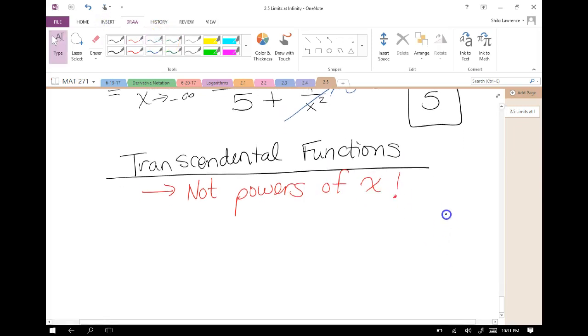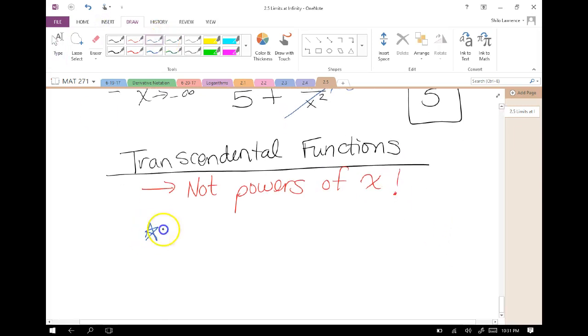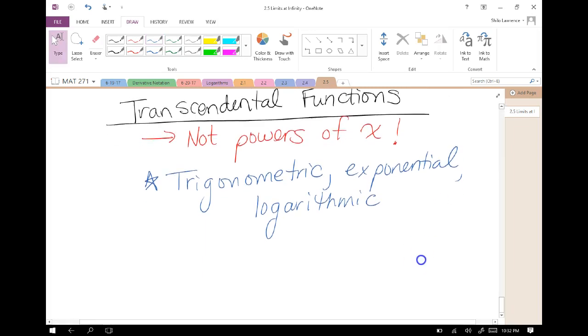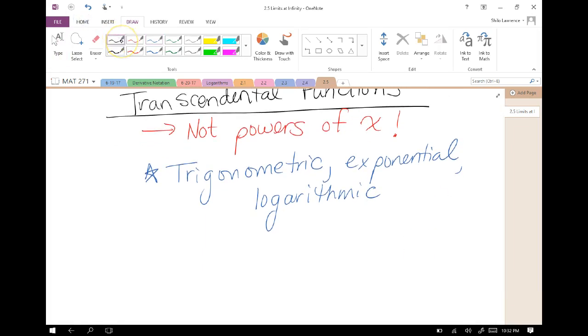So some examples of transcendental functions are our trigonometric functions, exponential functions, our logarithmic functions. Those are all transcendental functions. We don't write them like we write polynomials. They've got their own special rules. So they don't follow any of the rules that we just talked about.